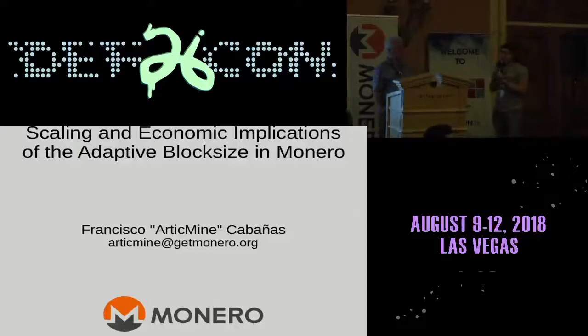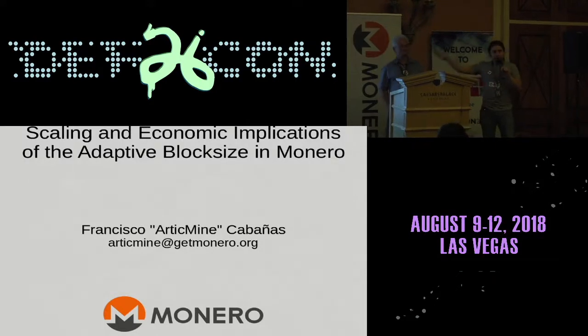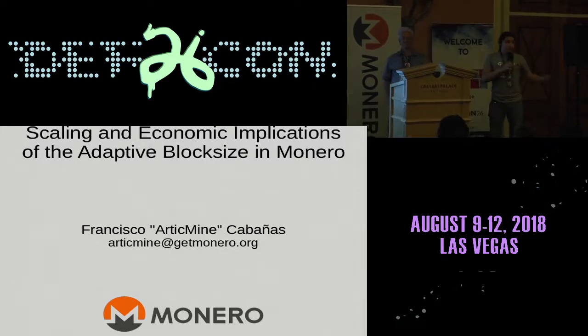So up next, we've got Arctic Mind. He's going to be talking about scaling and economic implications of the adaptive block size in Monero. I just read that from there, but basically he's going to be talking about Monero's adaptive block size. What does that mean? What does that mean for the economies of scale? All that different type of stuff.